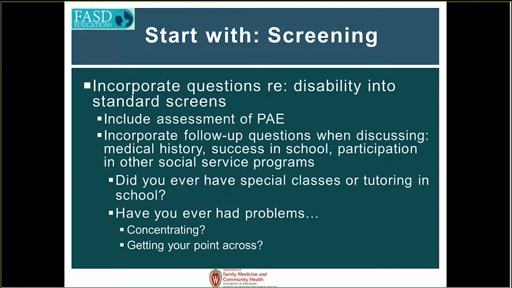We want to incorporate follow-up questions when discussing medical history. And if it's not really apparent, we could ask simple questions. Did you ever have special classes or tutoring in school? Those are questions that most women and men can answer about themselves. Have you ever had problems? And start listing some of the concerns that might be stumbling blocks for treatment. Concentrating, getting your point across, getting into trouble at school. Were you in the principal's office a lot? Things like that.